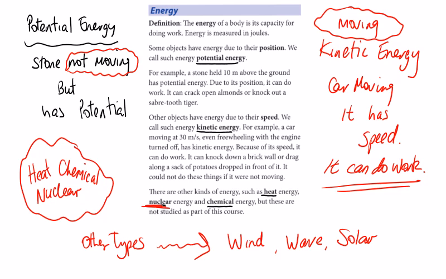So this is what my copy would look like if I was taking notes at this point. Get it in maybe different colors, put some bubbles around it, just write down everything you need to write down to understand exactly what energy is.